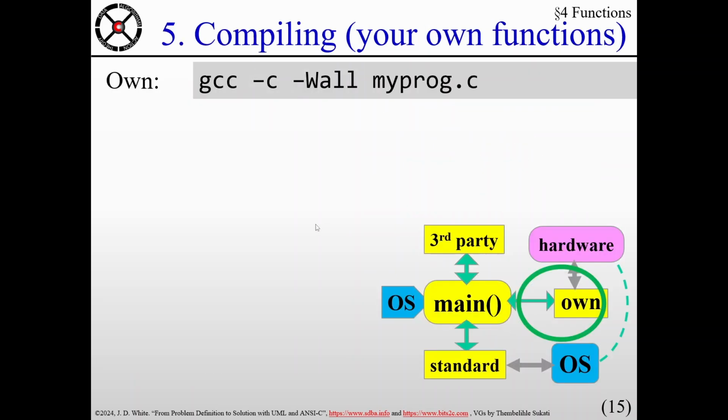Now, when we go to the compiler, when we compile our functions, okay, if I'm just using my own function, it's very simple. gcc -c -Wall myprogram.c. That's the compilation.